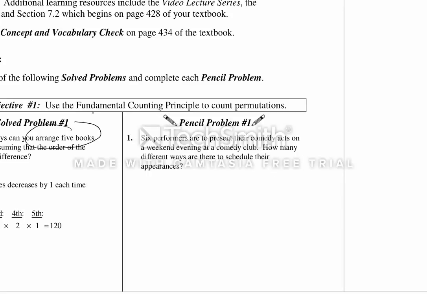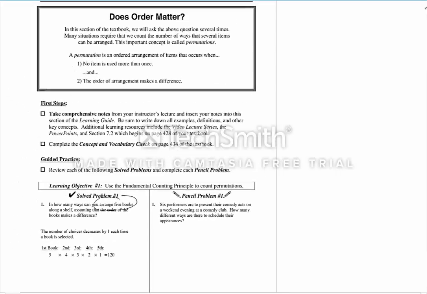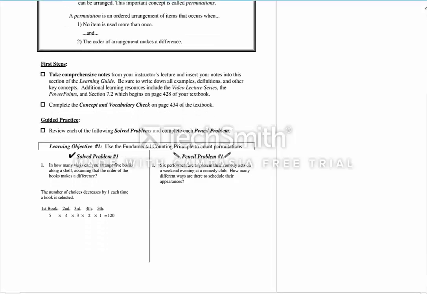Arranging books on a shelf, because obviously you couldn't use a book more than once when you put them on a shelf. So look for things like that, where you can't use the item more than once, or you're putting them in an order, and the order makes a difference.